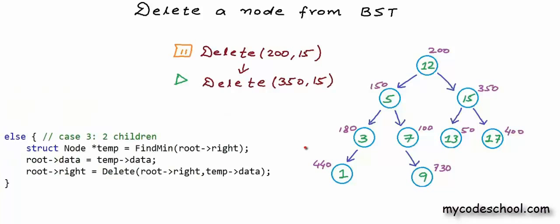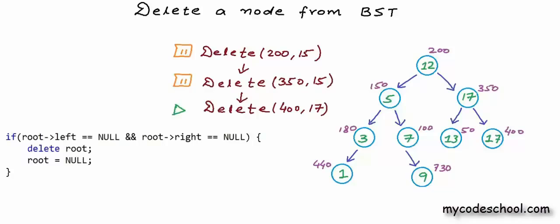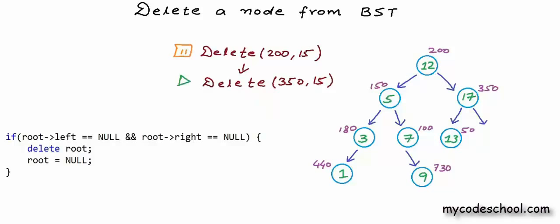Here we will find the node with minimum value in the right subtree, which is 17, which is at 400. The value is 17. Address is 400. First we will set the data in the node at 350 as 17, and now we are making a recursive call to delete 17 from the right subtree of 350. We have only one node in the right subtree of 350. Here we have case 1. In this call we will simply delete the node at 400 and return null. Remember, root will be returned in all calls in the end.